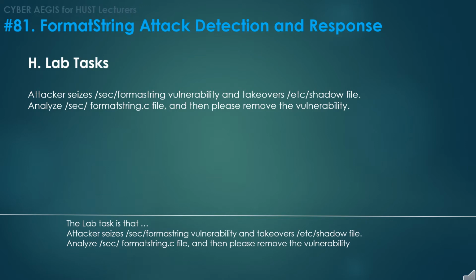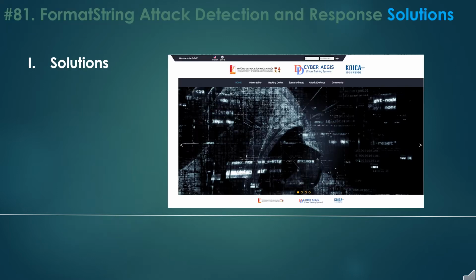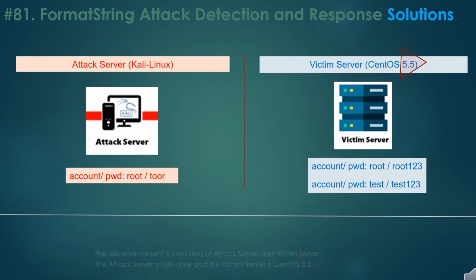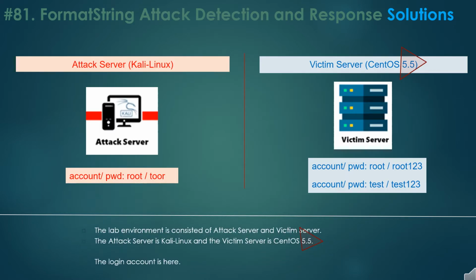The lab task is that the attacker seeks a format string vulnerability and takes over the shadow file. Analyze the format string .c file and then remove the vulnerability. For the lab, connect to CyberAegis and log in with your account. The lab environment consists of an attack server and a victim server. The attack server is Kali Linux and the victim server is CentOS 5.5. The login account is here.